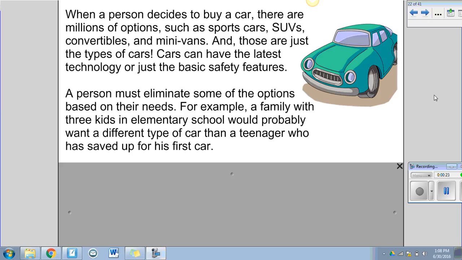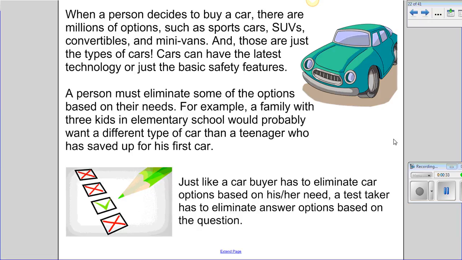For example, a family with 3 kids in elementary school would probably want a different type of car than a teenager who has saved up for his first car. Just like a car buyer has to eliminate car options based on his or her needs, a test taker has to eliminate answer options based on the question.